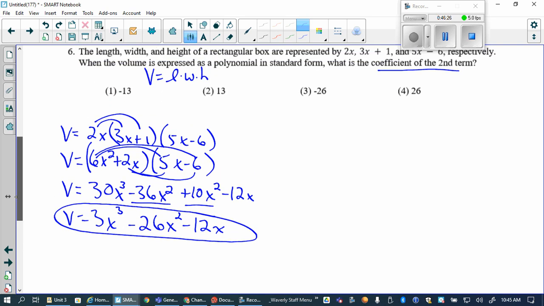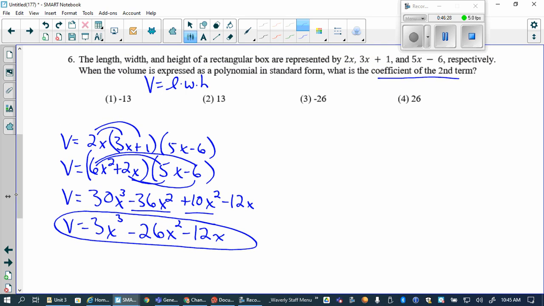So let's answer the question now. What was the question actually asking? What is the coefficient of the second term? This guy right here, negative 26. Okay?